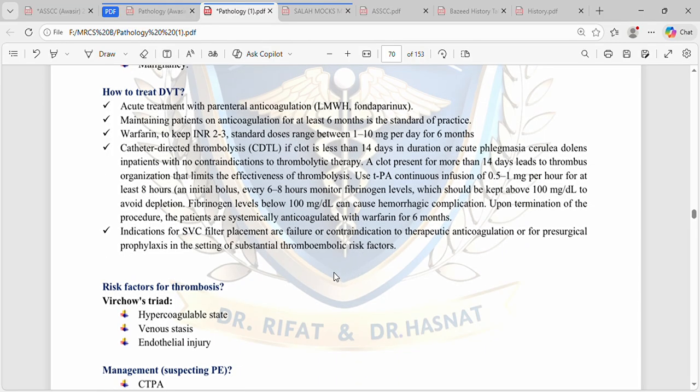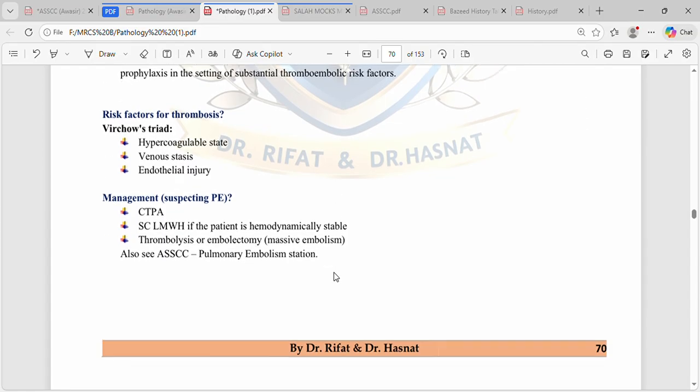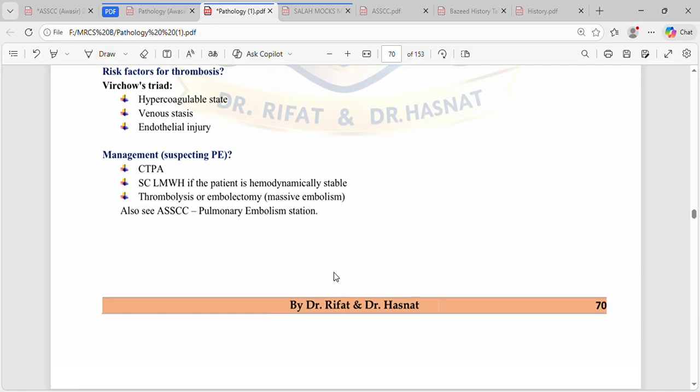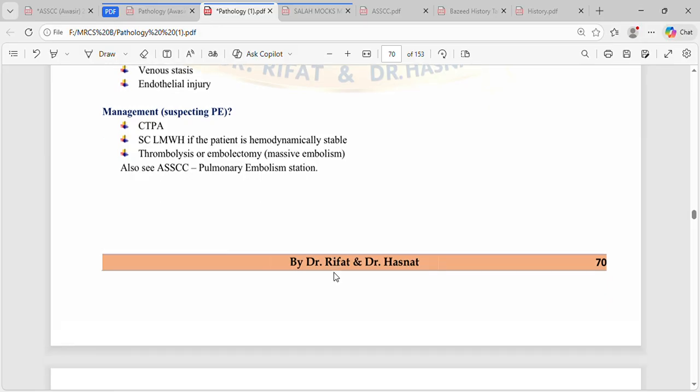Risk factors for thrombosis are the Virchow triad: hypercoagulable state, venous stasis, and endothelial injury. Management, suspecting pulmonary embolism: do CTPA, and give subcutaneous low molecular weight heparin. If the patient is hemodynamically unstable, thrombolysis or embolectomy if massive embolism. They have discussed this in the critical care station.